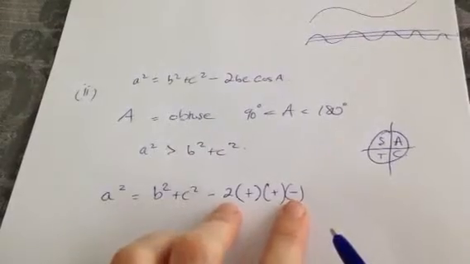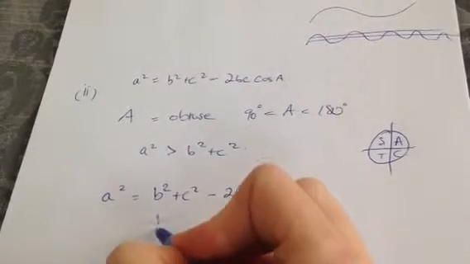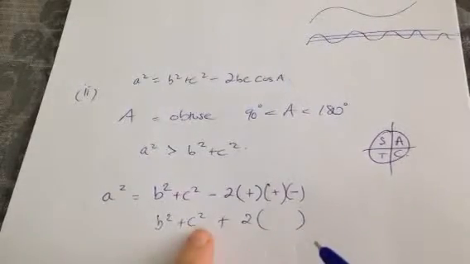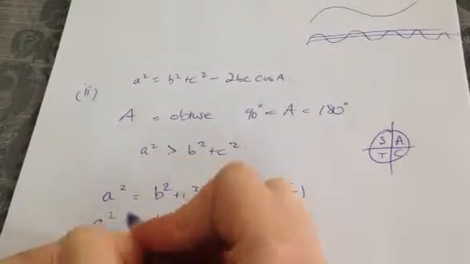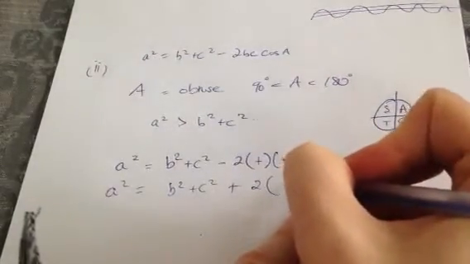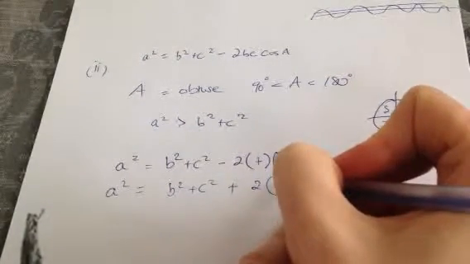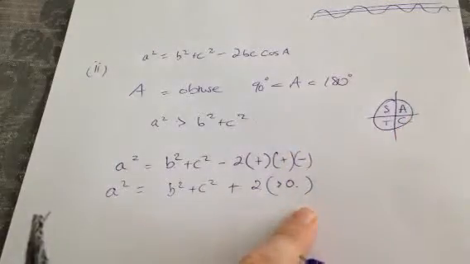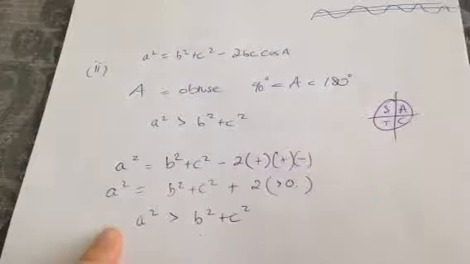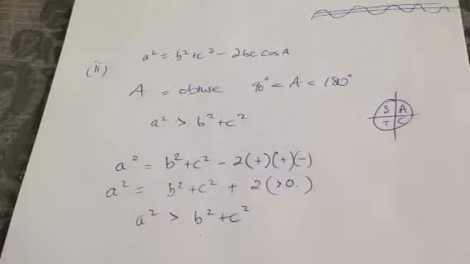So when you multiply this out here, you'll actually end up with b squared plus c squared plus 2 times something. Okay, so now if a squared is equal to b squared plus c squared plus 2 times something that's greater than 0, then you know that a squared must be greater than b squared plus c squared. And that's how you do that on B part 2.